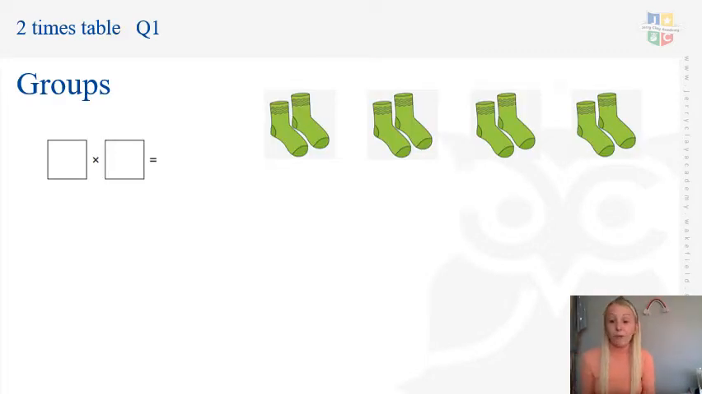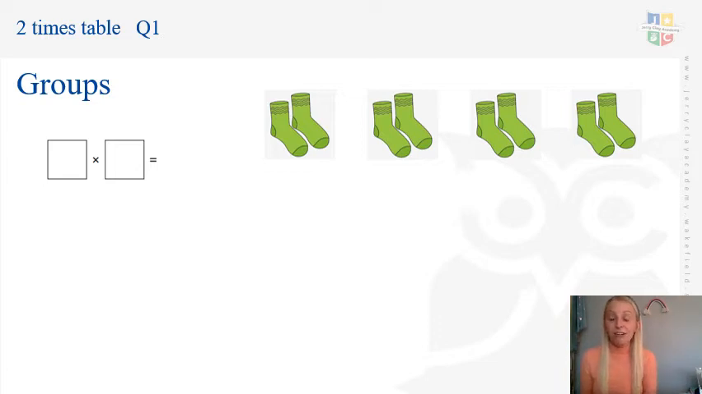Okay, so here is where we are going to be using groups to represent our 2 times table. So if you need to go get your concrete resources, whether this is your socks, spoons, bowls, whatever you would like to use, you will need 8, and you can pause the video and go and collect them now.